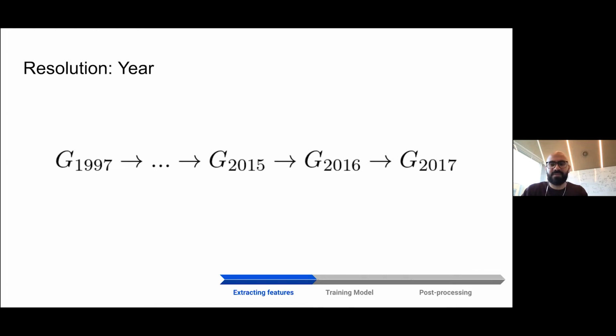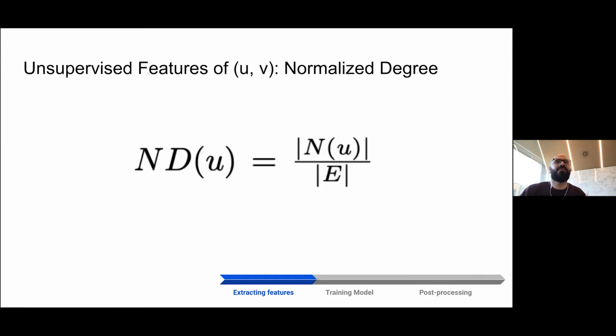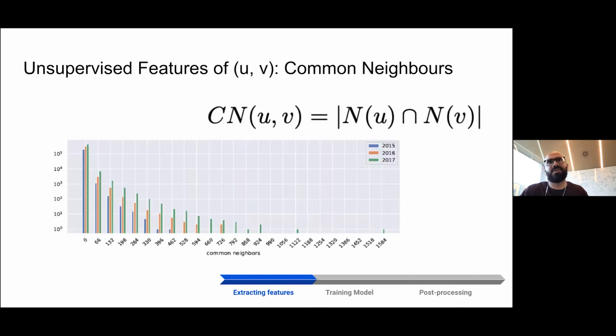And from each one of these graphs, we extract some theoretical properties that are actually very easy. So for example, it's the degree of nodes for U and V. We add the degree of nodes. We add the normalized degree of nodes, which is just the degree divided by the number of edges in the graph. And the reason is, as I said, because the number of edges is growing a lot, we wanted that to be a normalized feature.